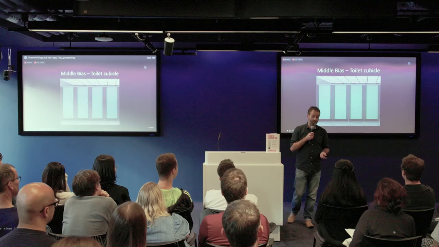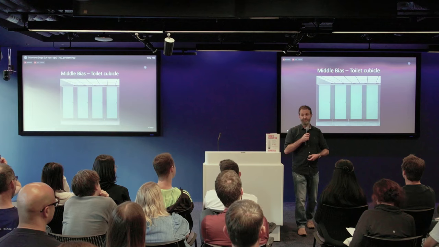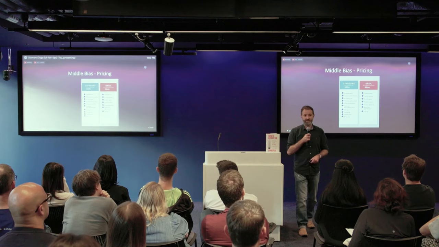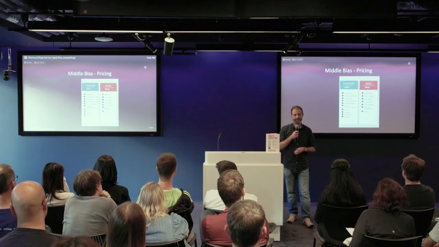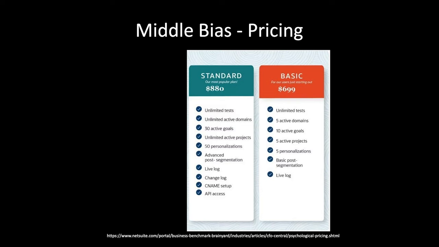So we exhibit this middle bias. So if you went for B because you genuinely didn't know which one it was, it might have been because you had this middle bias. But we've got to be aware of this middle bias. Often when you're going online and you're buying and choosing from multiple options, maybe you're choosing insurance or something like that, you're presented with these two options, the basic package and the standard package.